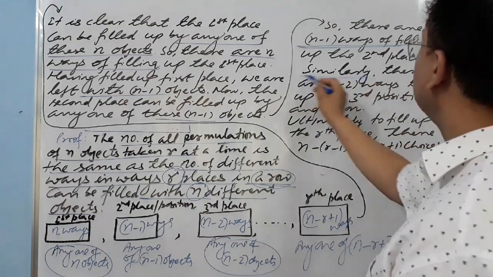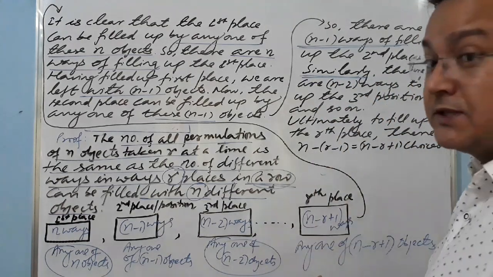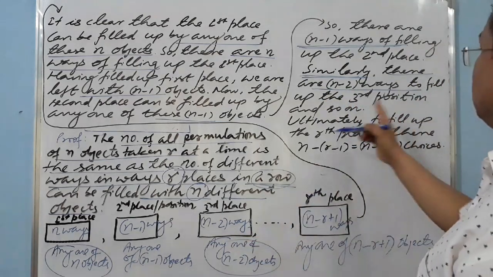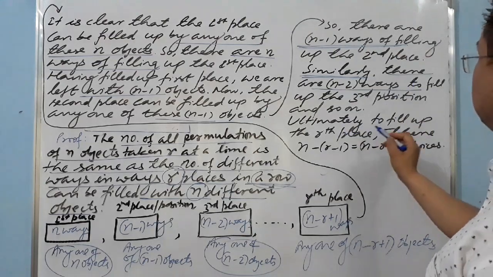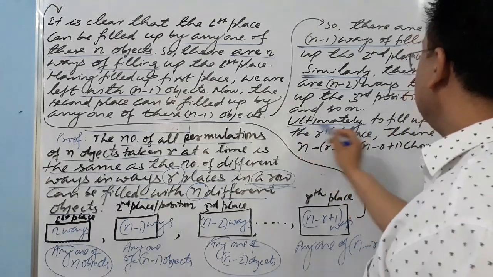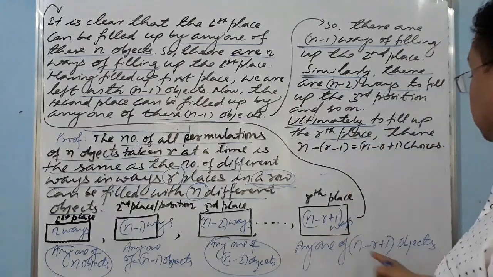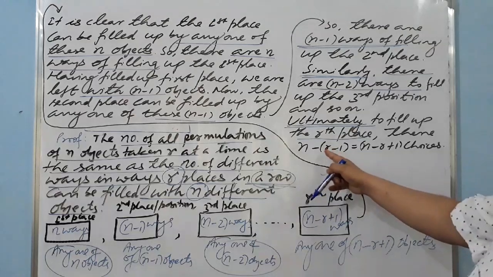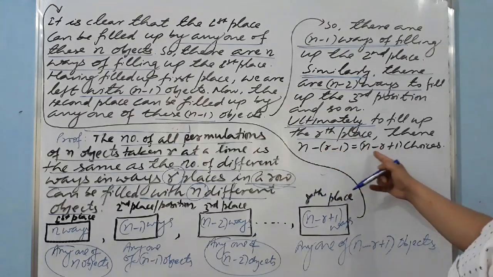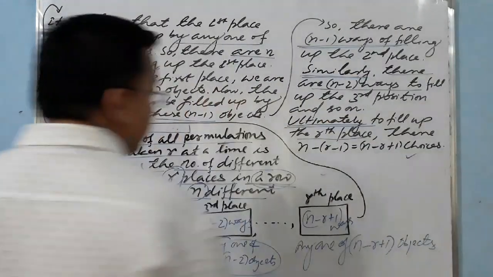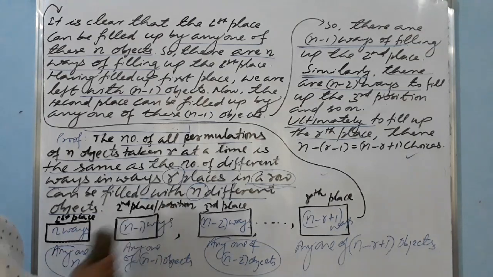Similarly, because we continue the same process, there are n minus 2 ways to fill up the third position and so on. Ultimately, to fill up the rth place, there are n minus (r minus 1), which is equal to n minus r plus 1 choices. Here I have explained how we got it. Now I think you are clear. Now I'm writing what comes after that, so I'm going to erase all these things.